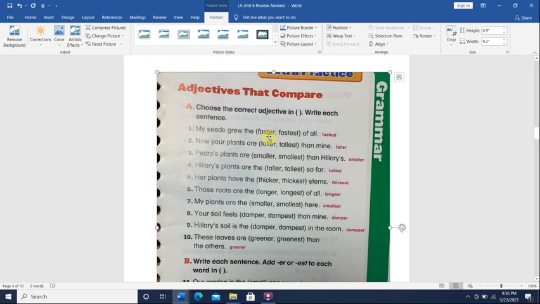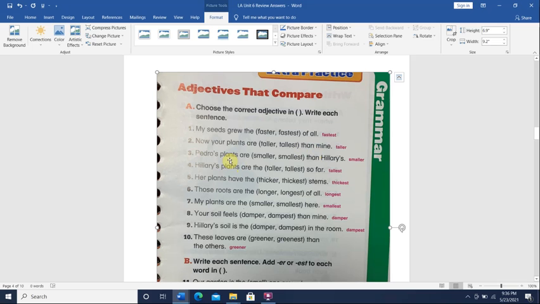Number 1, my seeds grew the faster or fastest of all. Of all, that means I'm comparing my seed to all the other seeds. So my seed grew the fastest of all. Okay, number 2. Now your plants are blank than mine. So I'm comparing your plants and my plants. These are 2 types of plants only. And what else shows you that it's 2? You see the word than. So I would say, now your plants are taller than mine.